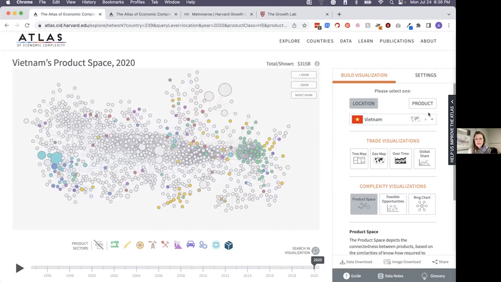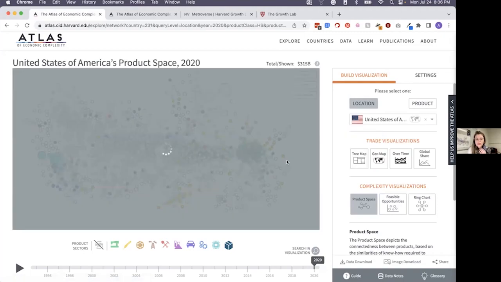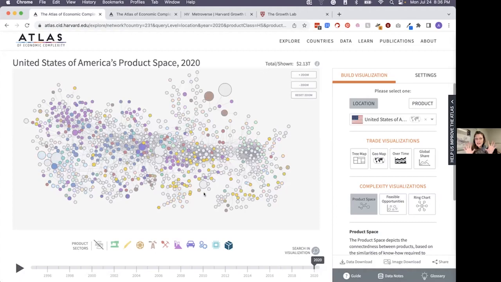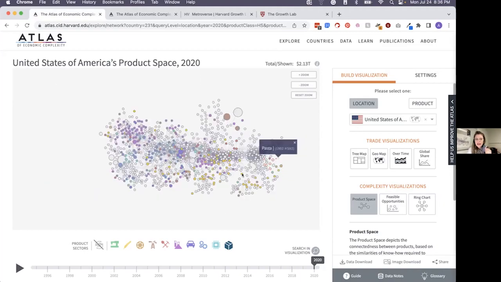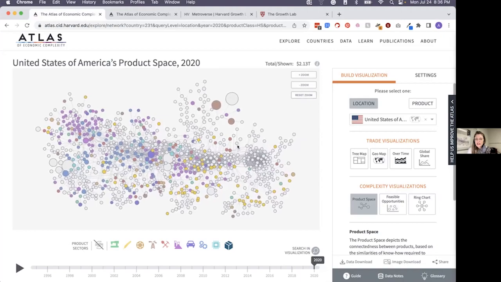Just for purposes of contrast, I'll switch countries very quickly to, for example, the United States. If I look at the United States in the product space, you're going to see a very different set of nodes light up. And that represents the United States economy in the product space. And so obviously, just by quick glance, you can see there's not a whole lot of textile manufacturing happening in the United States like there is in Vietnam.